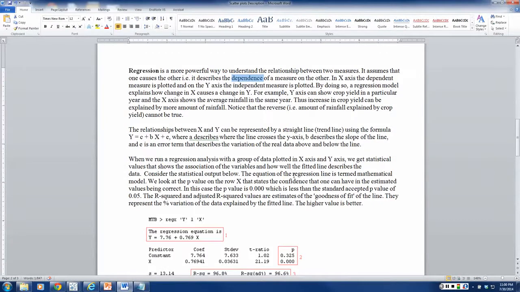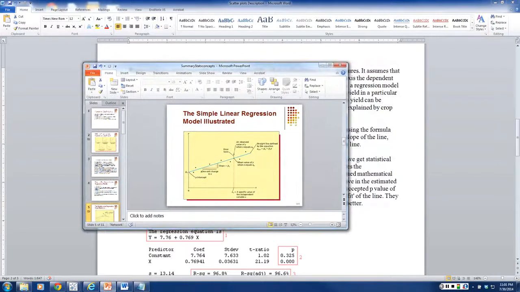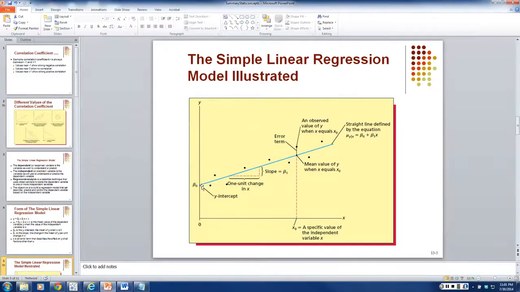So before we go to regression analysis, we would like to consider two terms. One is the concept of independent and dependent variable. If we plot a graph, we have two axes. What you see here is the y-axis and the x-axis. Whatever we put on the x-axis is the independent variable, and whatever we put on y is the dependent variable.